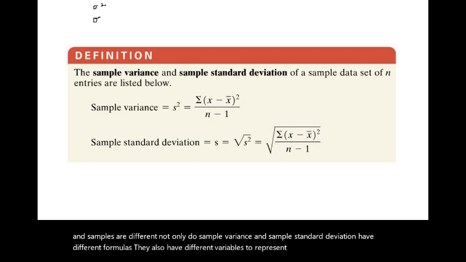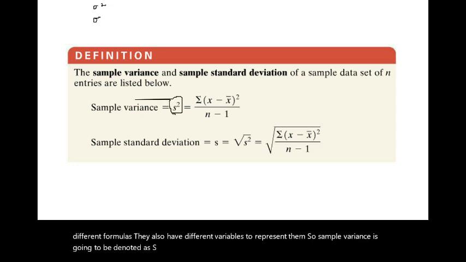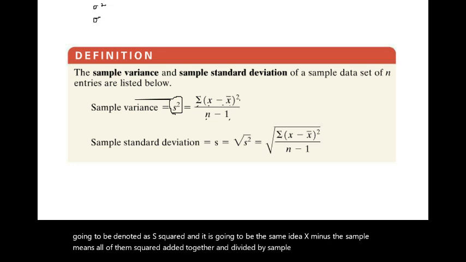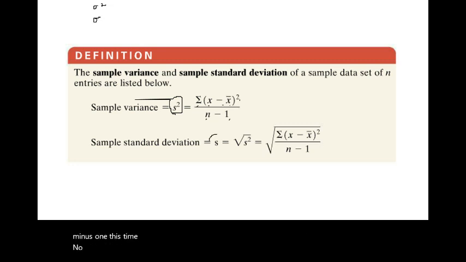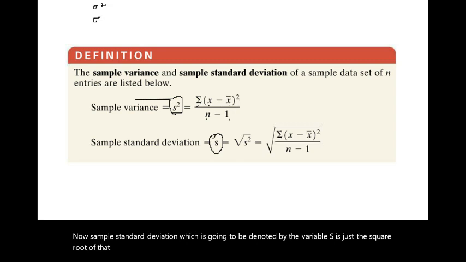So sample variance is going to be denoted as s squared. And it is going to be the same idea: x minus the sample mean, all of them squared, added together, and divided by sample size minus 1 this time. Now, sample standard deviation, which is going to be denoted by the variable s, is just the square root of that sample variance formula.